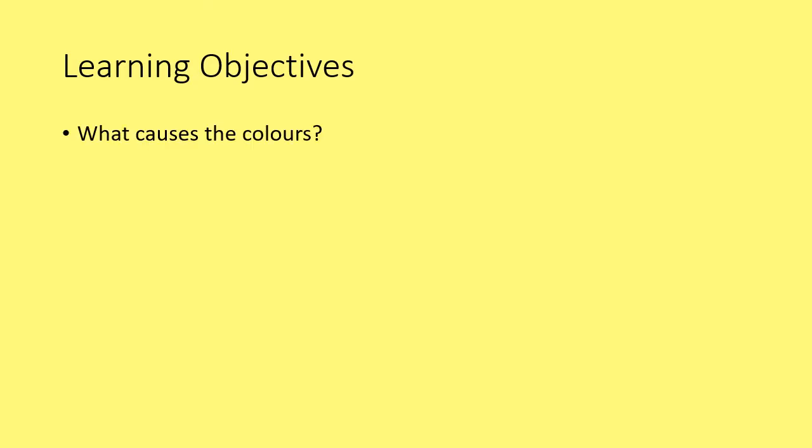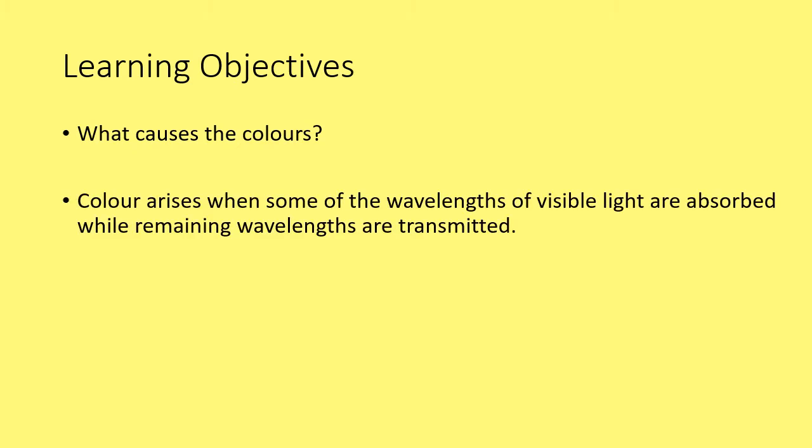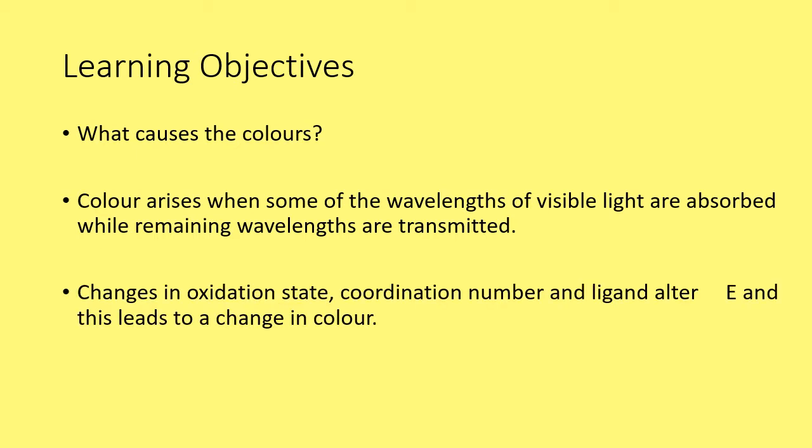So specifically, we're going to look at what causes the colours of transition metal complexes in some detail, and then we're going to realise that colour arises when some of the wavelengths of visible light are absorbed, so they don't get to your eye, while remaining wavelengths are transmitted and do get to your eye. So that partial absorption of visible light leads to the colours. And lastly, we'll see how we can change the colour of these complexes. Various factors like oxidation states, coordination numbers and ligands alter the energy gap, which you don't know about yet, and this leads to the change in colour.